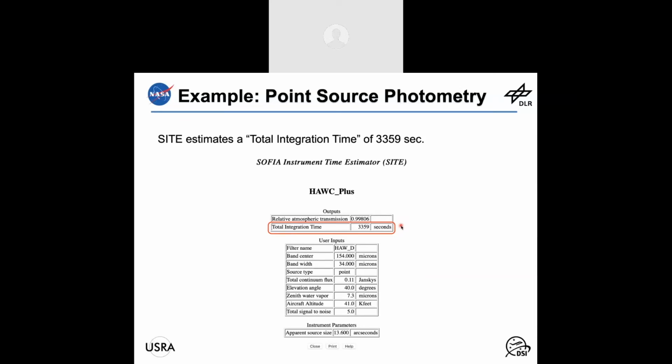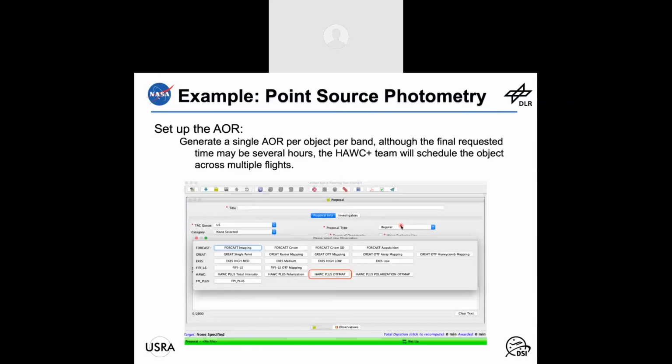Then the next step after getting the integration time is to build the AOR. In USPOT, one thing to note is that when you're creating an AOR, you only need to make 1 AOR per object per band. In this example, our total integration time was just under an hour, but it could be several hours depending on what the flux is for your object. So don't worry if it's several hours. That can be broken up later on when we do flight scheduling.